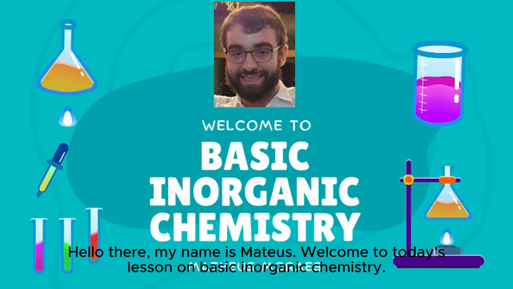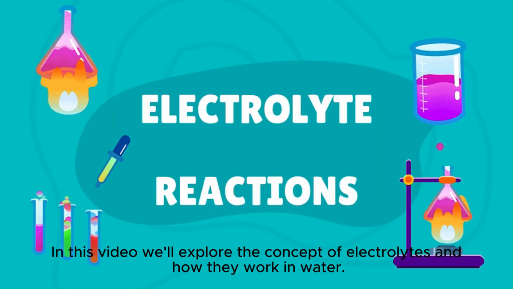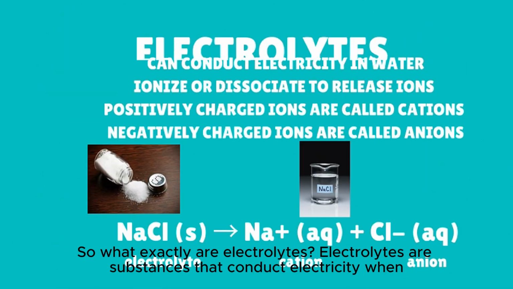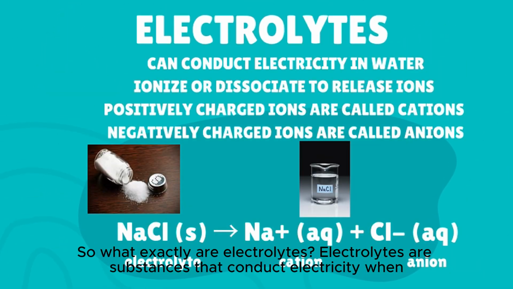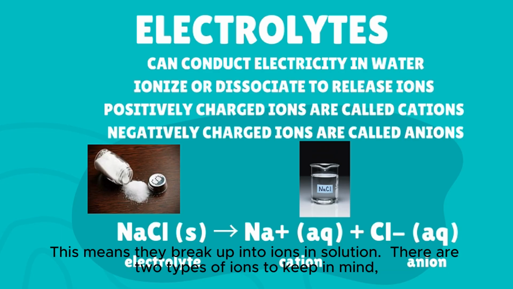Welcome to today's lesson on basic inorganic chemistry. In this video, we'll explore the concept of electrolytes and how they work in water. So what exactly are electrolytes? Electrolytes are substances that conduct electricity when dissolved in water. But how do they do that? Well, electrolytes work by ionizing or dissociating. This means they break up into ions in solution.